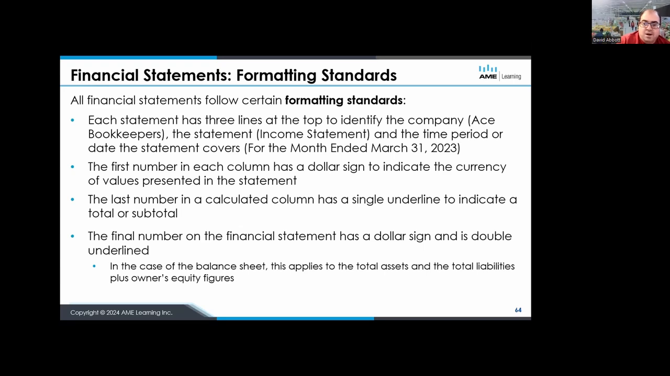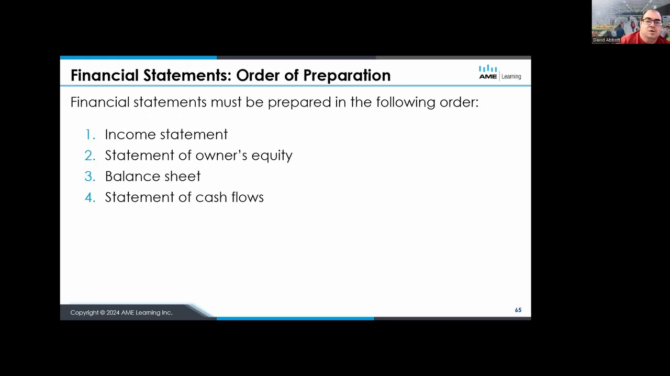The last number in a calculated column is going to have a single underline in order to indicate that it's a total or a subtotal. And then the final number on the financial statement is going to have a dollar sign and is going to be double underlined. In the case of the balance sheet, this indicates that the total assets and the total liabilities plus owner's equity figures are in balance.